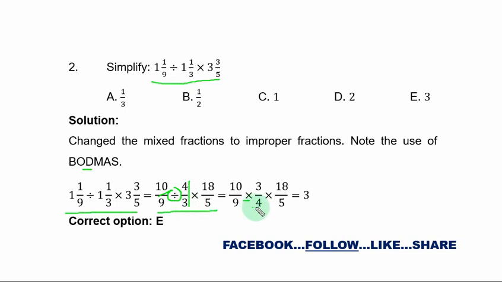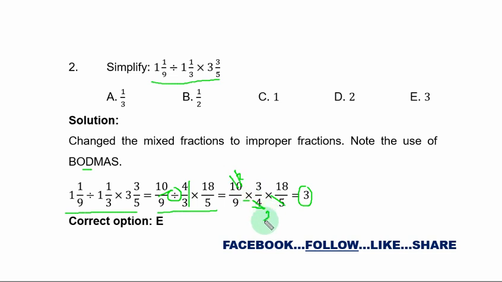So you have 3/4. You simply cancel out. When you do that, you have 3. Now let me show us. You can divide 10 by 5. You have 2 is remaining. You divide this 2 by 4.